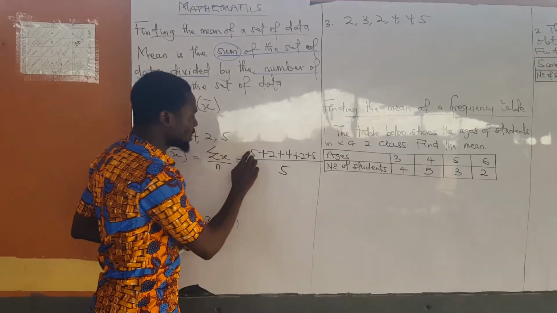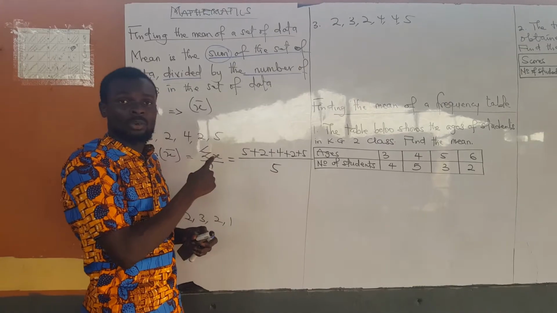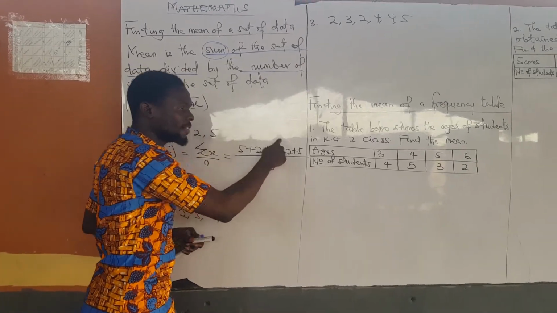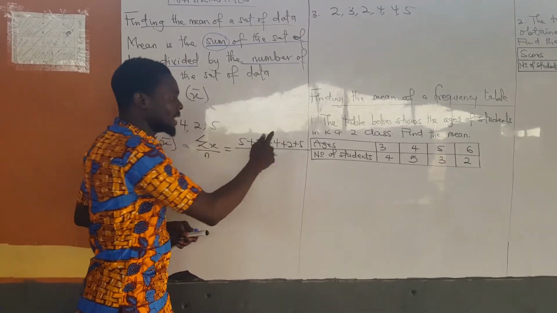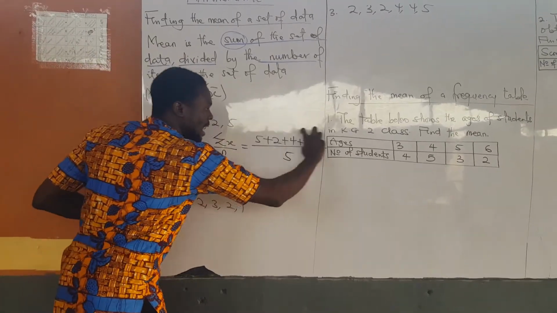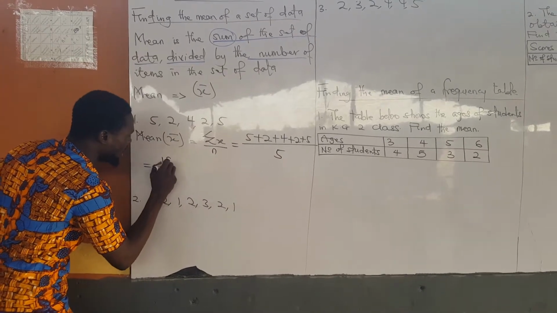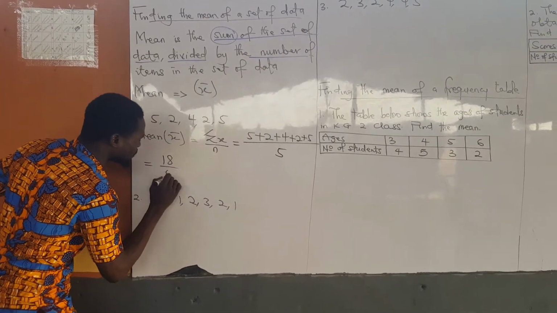So put all the numbers together. 5 plus 2 is going to give us 7. 7 plus 4 is going to give us 11. 11 plus 2 is 13. 13 plus 5 is going to give us 18. So the sum of the set of data is 18, divided by 5.